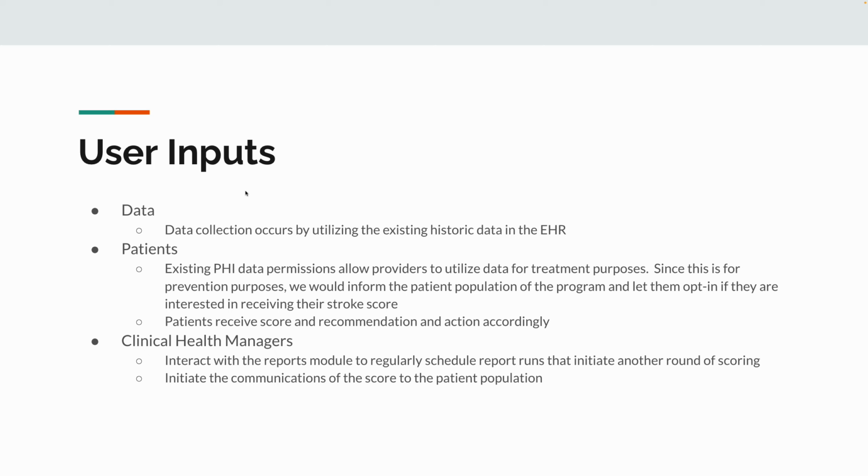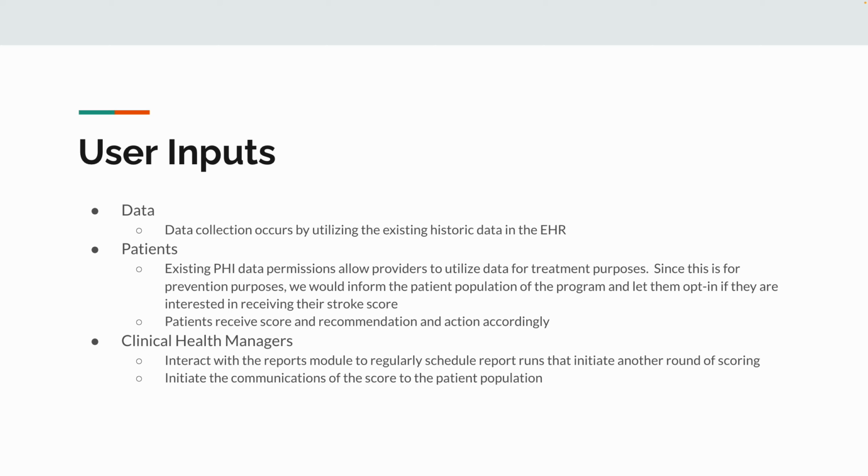For the user inputs, the data we're going to be focused on using here will be the historic data that's already located in the EHR. This includes demographics, health history, family history, all the important pieces of information that would go into determining if a person's at high risk. The patients' existing PHI data permissions allow providers to utilize the data for treatment purposes. However, since this is for prevention purposes, we would need to inform the patient population of the program and then let them opt in if they're interested in receiving a stroke score.